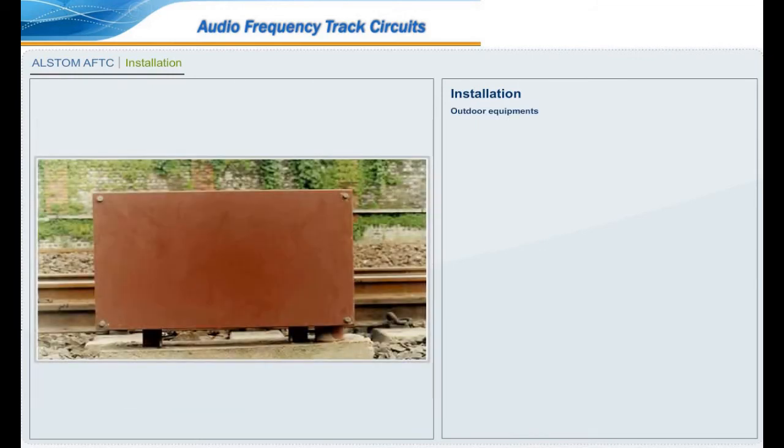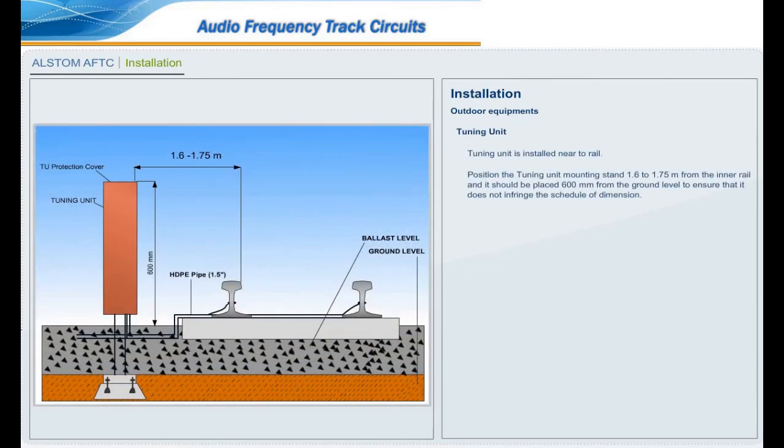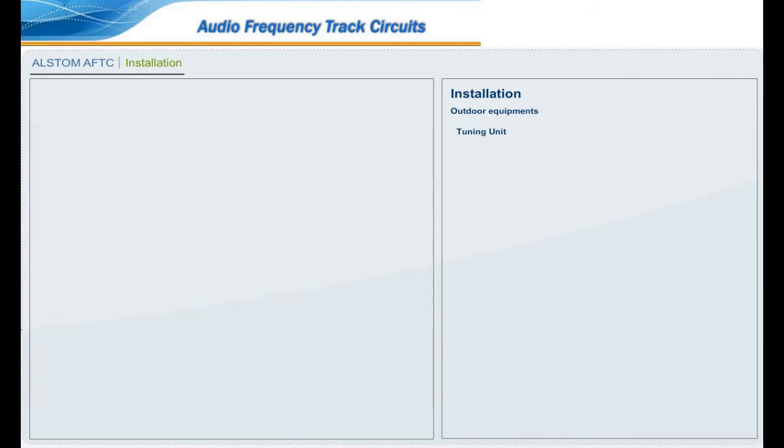Outdoor equipment: tuning unit. The tuning unit is installed near the rail. Position the tuning unit mounting stand 1.6 to 1.75 meters from the inner rail, and it should be placed 600 mm from the ground level to ensure that it does not infringe the schedule of dimension.